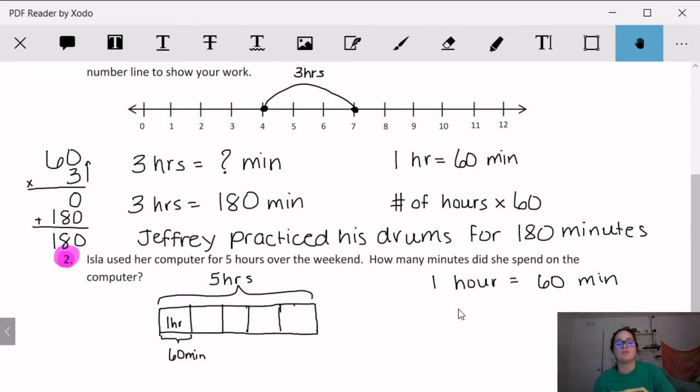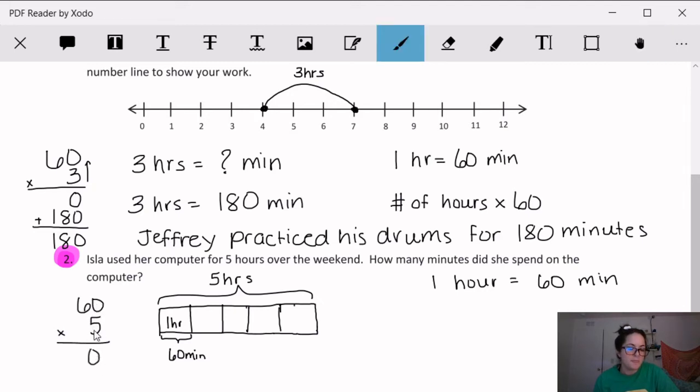Remember, also our rule for turning hours to minutes is taking the number of hours and multiplying times 60. So I'm going to do 60 times 5 off to the side here. I've got 5 ones times 0 ones, which is 0. And then I've got 5 ones times 6 tens, which is 300. I'm going to add it all together. I get 300. So I read the question, I drew my model, and now I'm going to write out my answer.